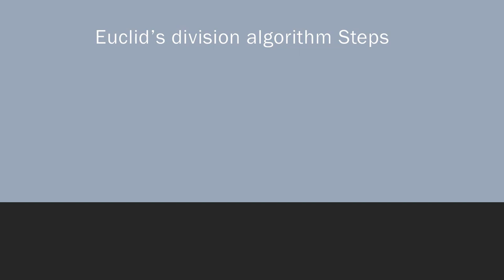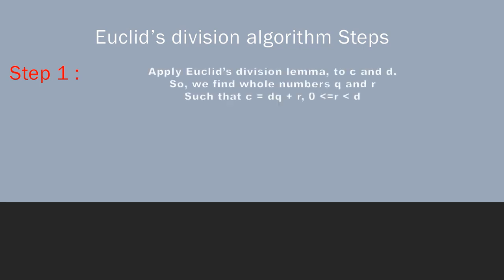Now we'll see the algorithm steps, what we did in the example, in algorithm form. What is step 1? Apply Euclid's division lemma to a and b. Instead of a and b, in the theorem they have given c and d, that's all. To c and d, we find whole numbers q and r such that c equals dq plus r, where r is between 0 and d. It is exactly the same as the example we have seen with a and b, replaced by c and d. This is the first step.